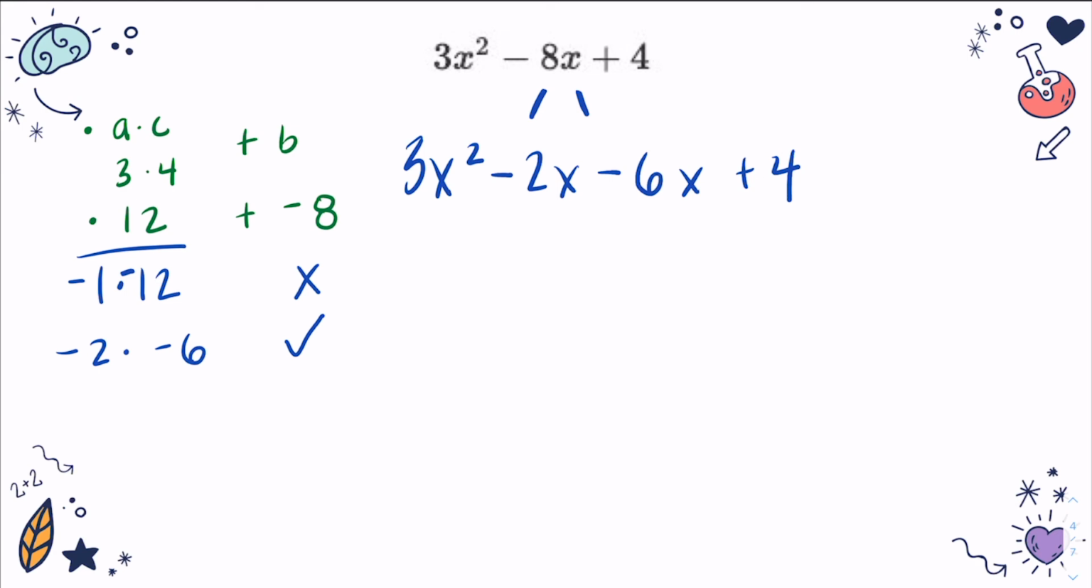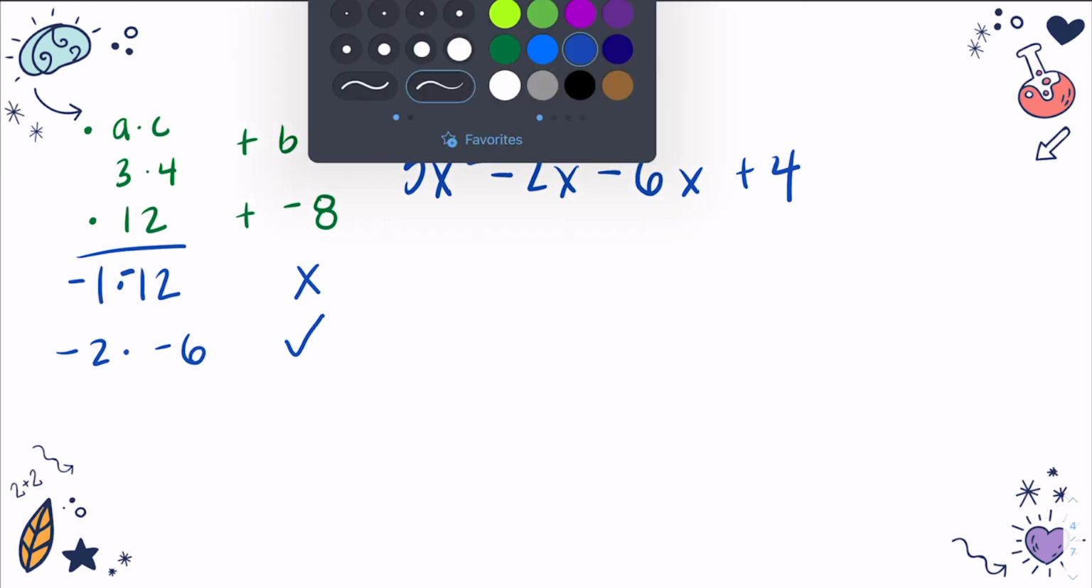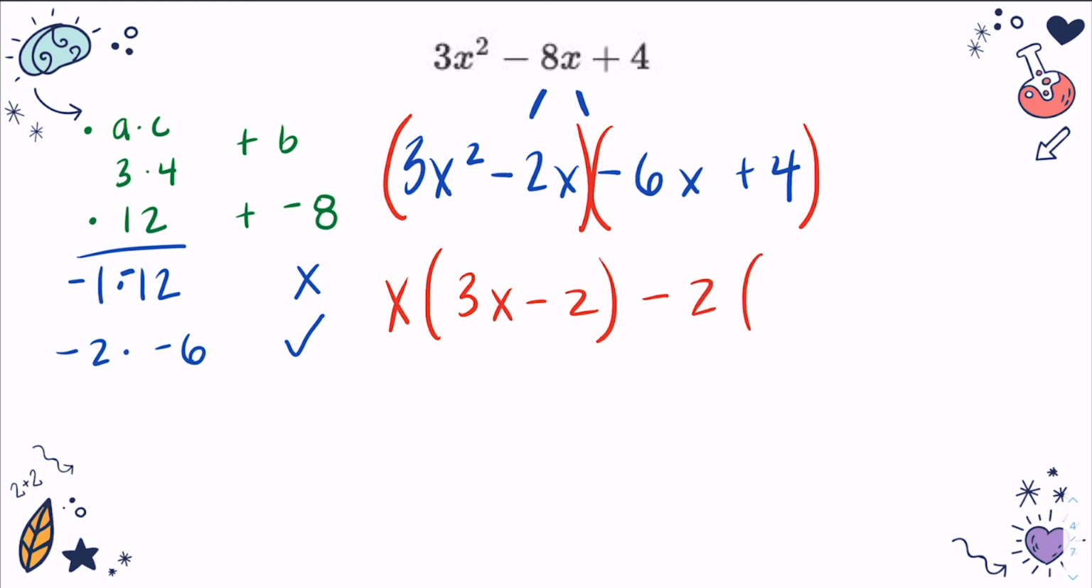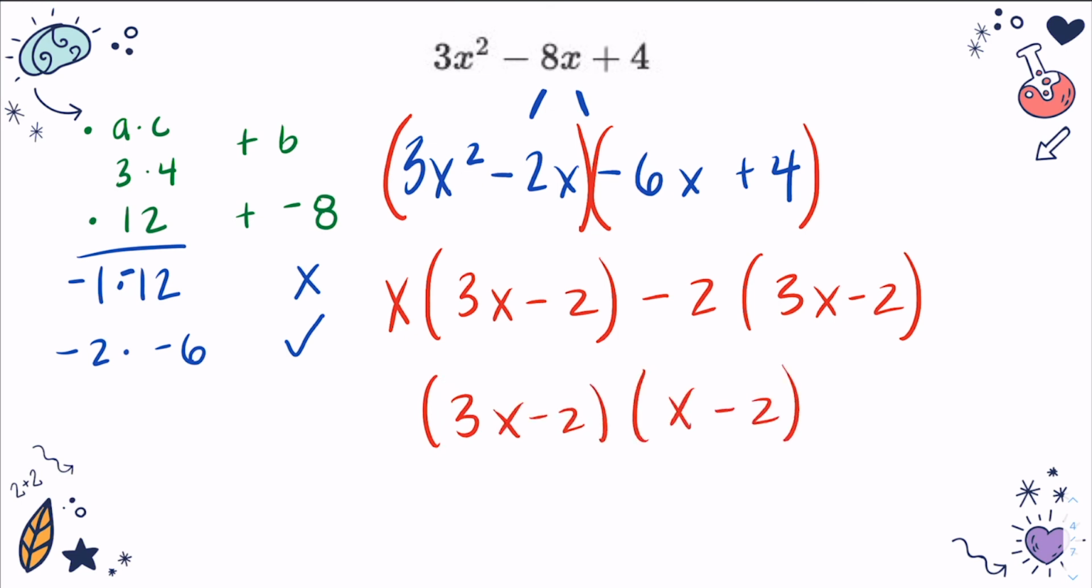So now that we have split our middle term, let's factor by grouping. So we group our first two terms, our second two terms. The GCF of our first two terms is x. Factor that out, we're left with 3x minus 2. GCF of our second two terms is -2. Factor that out, we're left with 3x minus 2. We're excited. We see the same thing in parentheses, so we're able to factor that out, being left with x minus 2.